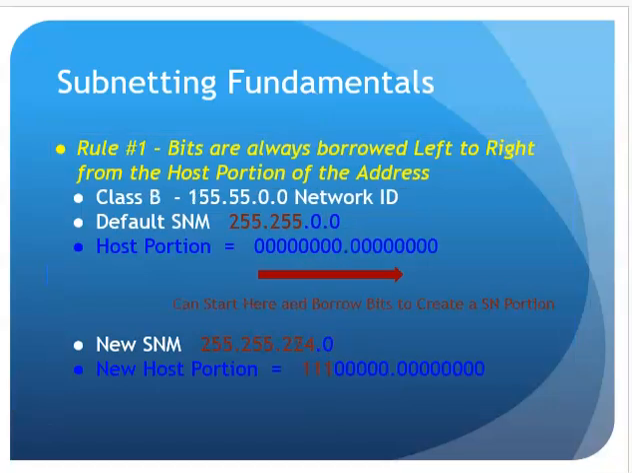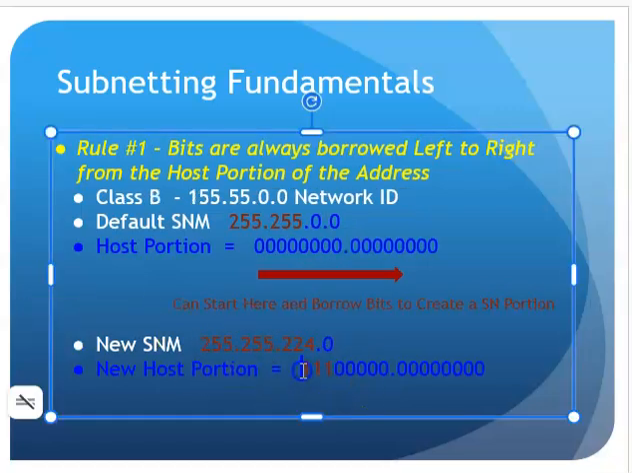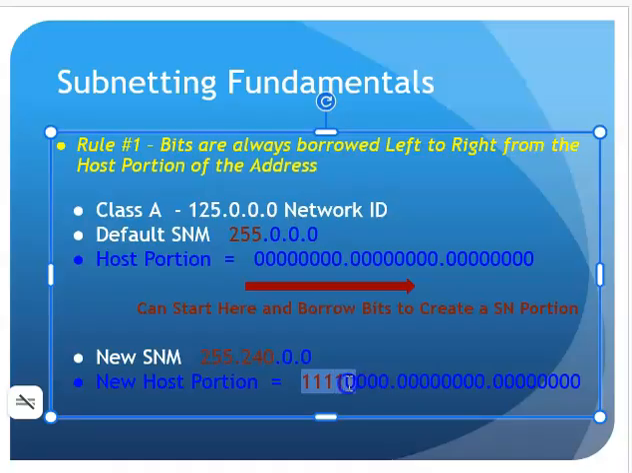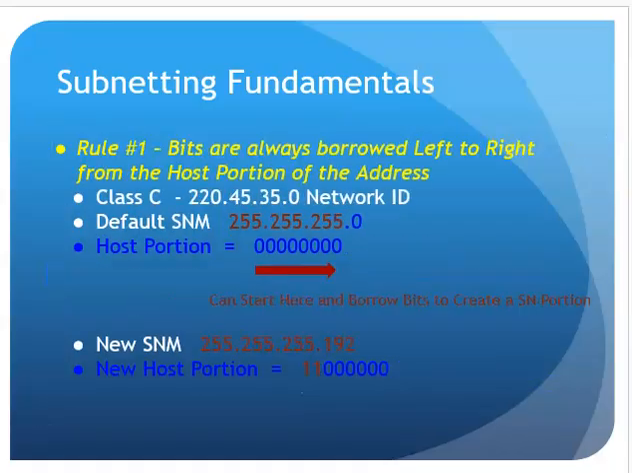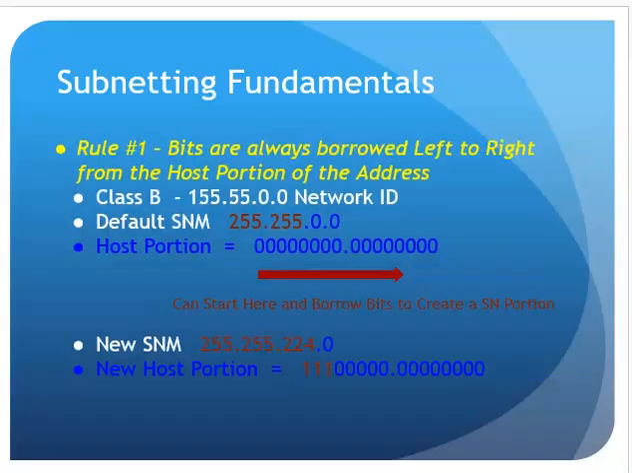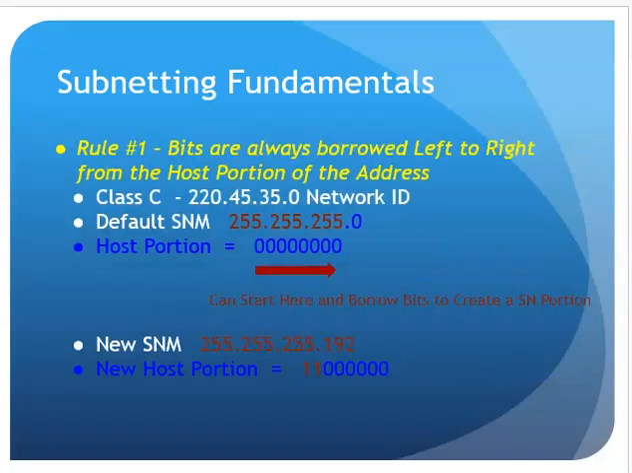Actually, if I go back one, I'm adding these 3 place values, 128, 64, and 32. That's how I got my 224. And if I go back one more, I borrow these 4 bits here, 128, 64, 32, and 16. That's how I get my 240. Just to refresh your memory on those binary conversions. But I'm going to start left to right, and I can borrow as many as I need. We'll figure that out in a minute, but I have to borrow left to right. That's my first rule.